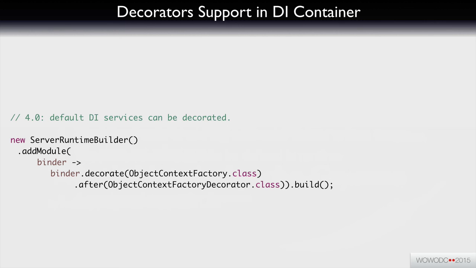Anyways, decorators. Essentially, add module is how you add customizations to your dependency injection container. Our previous way of doing that was to actually define a new service. So if you have something standard in Cayenne, but you want your own implementation, you swap it for your own. And this is not always what you want, because you'll have to write lots of boilerplate code, or you have to inherit from a class that you may not want to. So instead, we allow you to decorate the existing services.